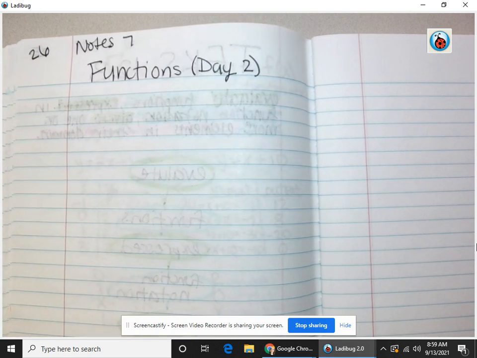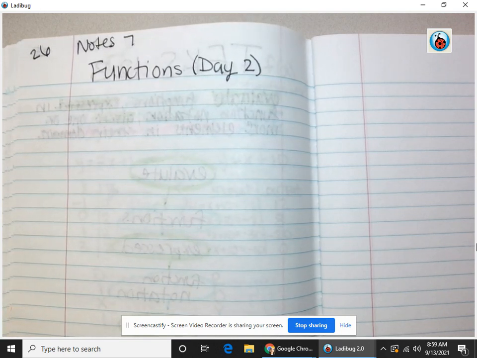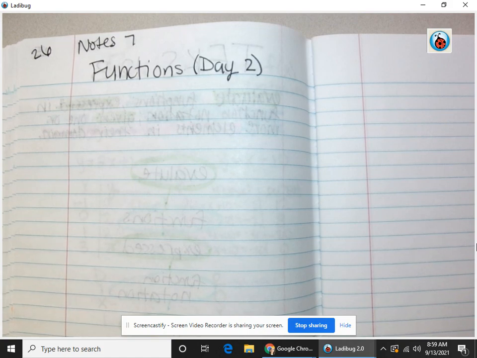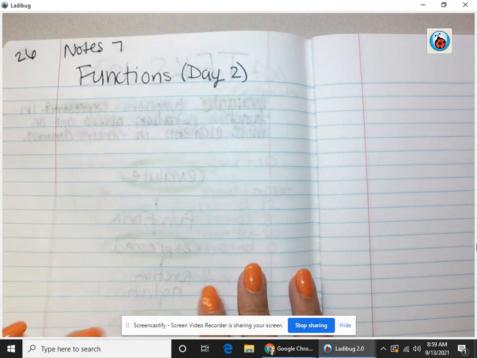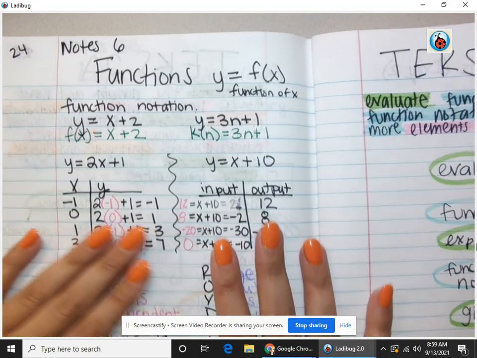So we are talking about functions day 2. There's not much that's going to change between what we talked about day 1 and day 2. So let's remind you what we did on day 1.